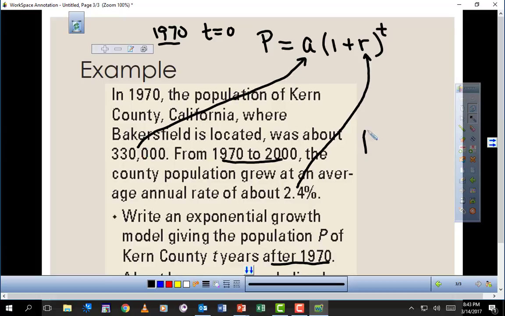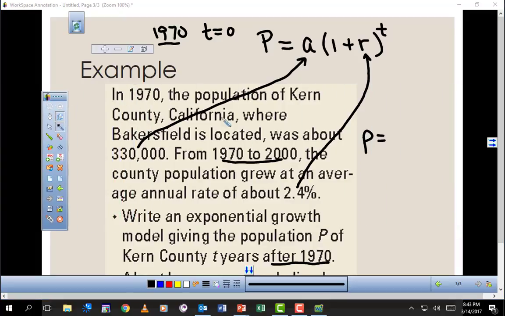And so this formula basically becomes, well, I don't know if I could write it here. See if I get enough room here. It's going to be 330,000.